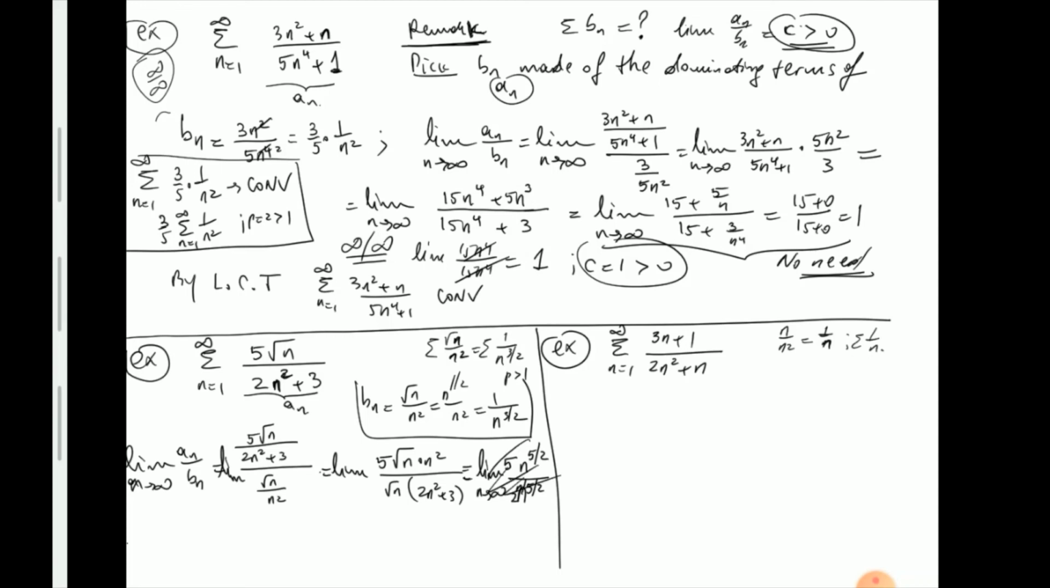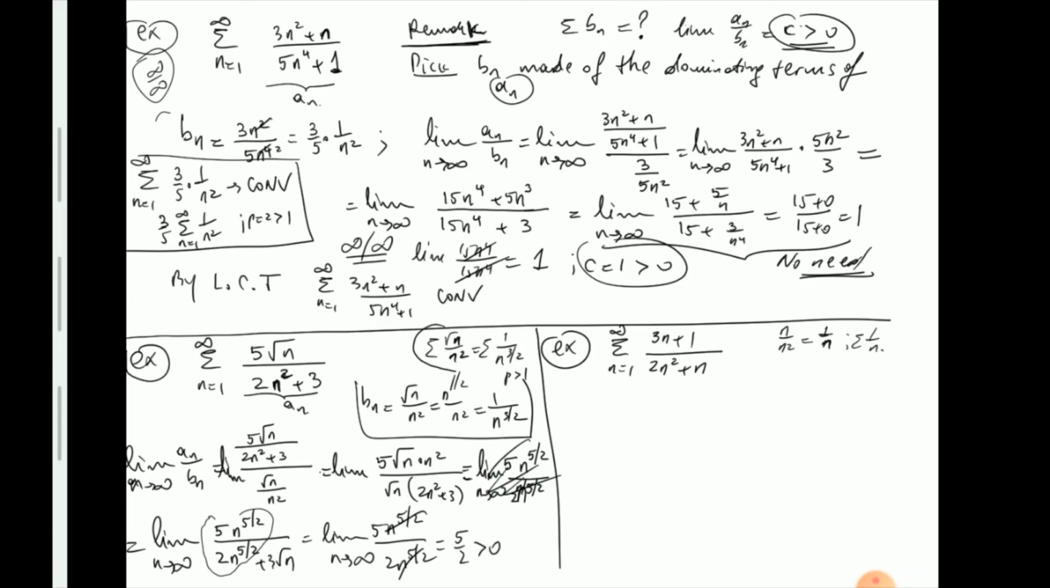I squeezed this too much here. Let's write it from the beginning here. 5n to the 5 over 2 over 2n to the 5 over 2 plus 3 square root of n. Without too much fuss, remember the limit is given by the limit of the ratio of the dominating terms, which is 5 over 2, greater than 0. And as I said before, because the summation of bn converges, by the limit comparison test, the original series converges as well.